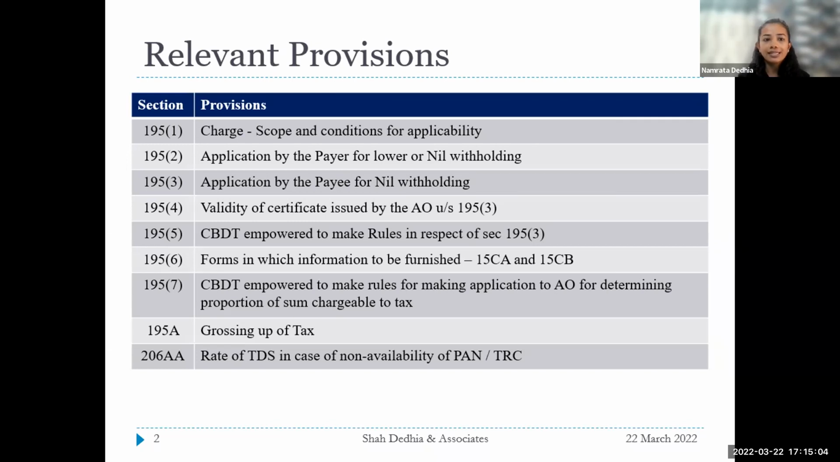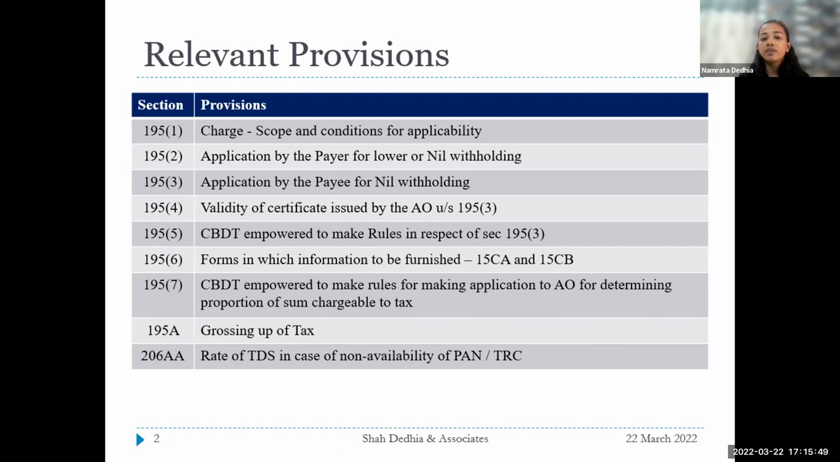195(1) creates the charge and lays down in what circumstances TDS will be applicable on payments to non-residents. 195(2) and (3) deal with situations where a lower or a nil withholding tax may be required, and therefore they provide the framework for allowing an application whereby a lower TDS or a nil TDS can be done. 195(4) deals with the validity of that certificate issued under 195(3), and similarly 195(5) is about rules that can be made by CBDT.